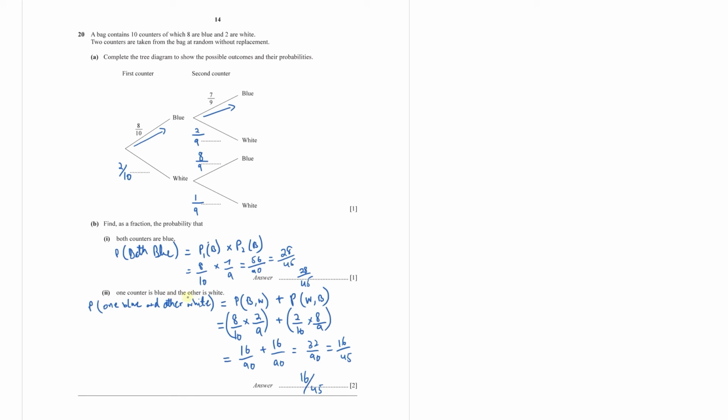Since it doesn't specify the order, we have to consider both cases in which you could get blue and white, or you can get white and blue. If it specified the order, like if it said the first one is blue and second one is white, then we would only have considered this case where the first one is blue and the second one is white. So here in this case, your answer would be 16 over 45.